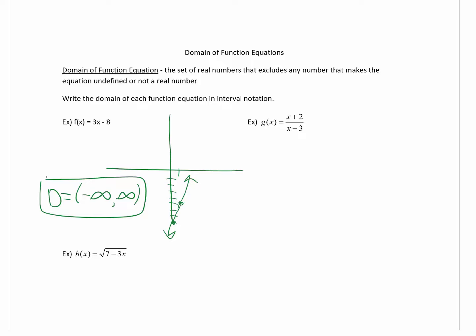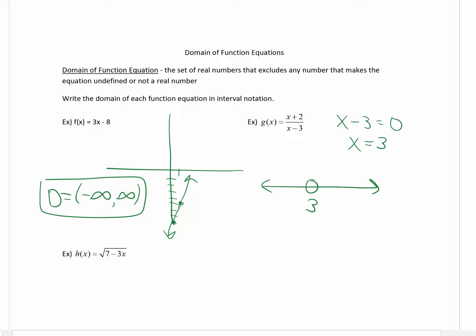Okay, let's take a look at the next example then. This is what is called a rational function. You have variables both in the numerator and the denominator. Well, a fraction is undefined when the denominator is 0. So let's set the denominator equal to 0. So that's 3. So I know 3 needs to be excluded from the domain. But there is no other value that makes the denominator 0. So I'm going to shade on both sides of 3 because of that.